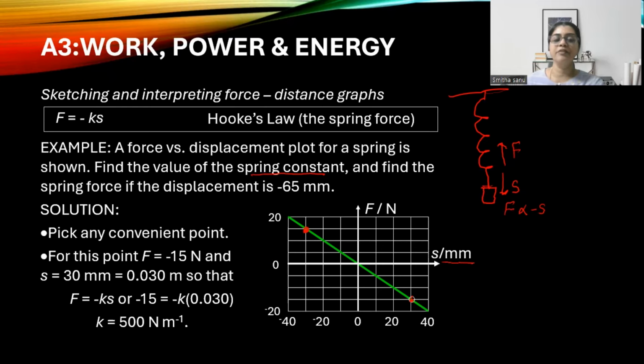So we have completed the first part. The second part is looking for a force if the displacement is minus 65 millimeter. So use the equation F is equal to minus Ks. You have K, which is 500 Newton, and displacement, which is minus 65 into 10 to the power minus 3, converted into meter. So the answer for force is around 32.5 Newton.